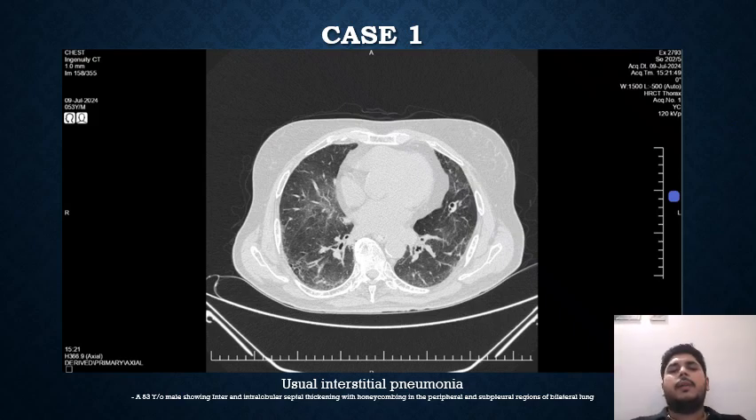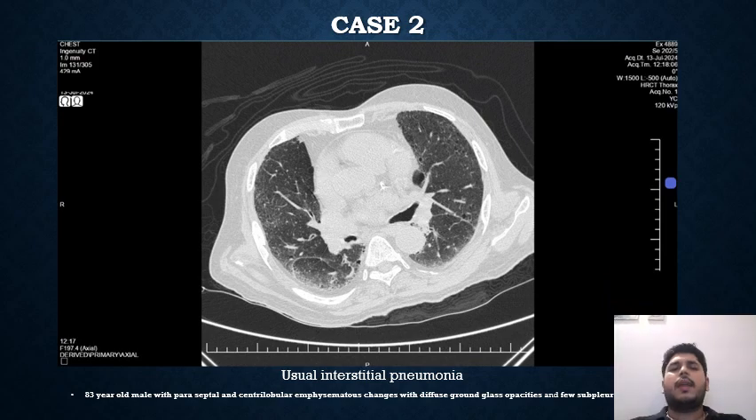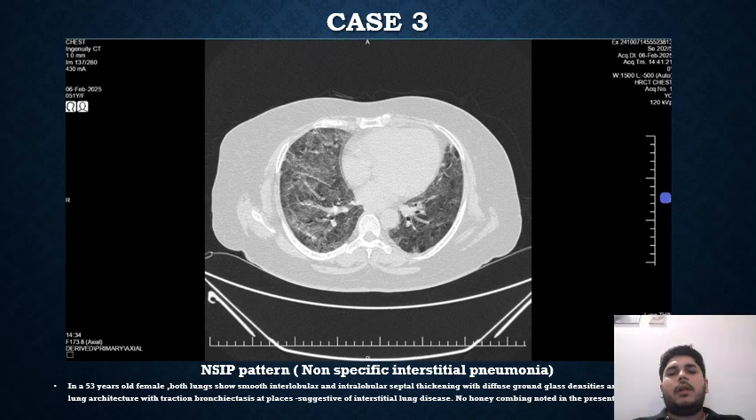We'll now look at some representative cases from our study. Case 1 is a 53-year-old male with honeycombing in subpleural regions, classic UIP. Case 2 is an 83-year-old male with emphysematous changes and diffuse ground glass opacities, again consistent with UIP. Case 3 is a 53-year-old female showing septal thickening, ground glass, and traction bronchiectasis without honeycombing, typical NSIP.